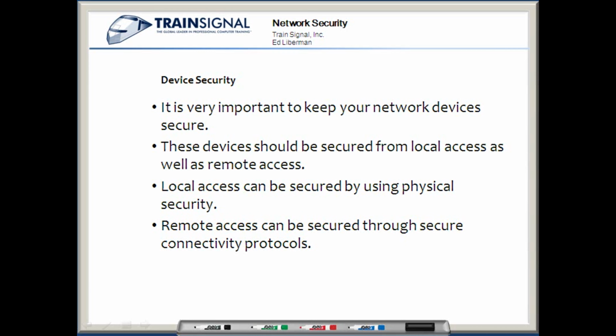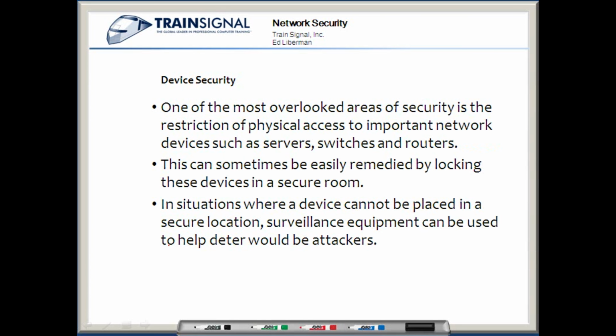When I say local access, I'm saying secure it using physical security. You actually have to physically secure these devices. With regards to remote access, we're talking about securing through secure connectivity protocols, some of which we've already been talking about in this video. Now, let's go back to physical security for just a moment, because one of the most overlooked areas of security is the restriction of physical access to these important network devices like servers, switches, and routers.